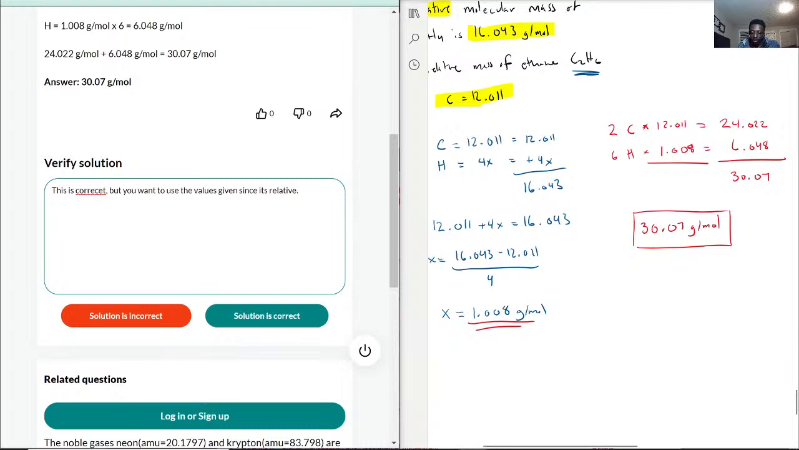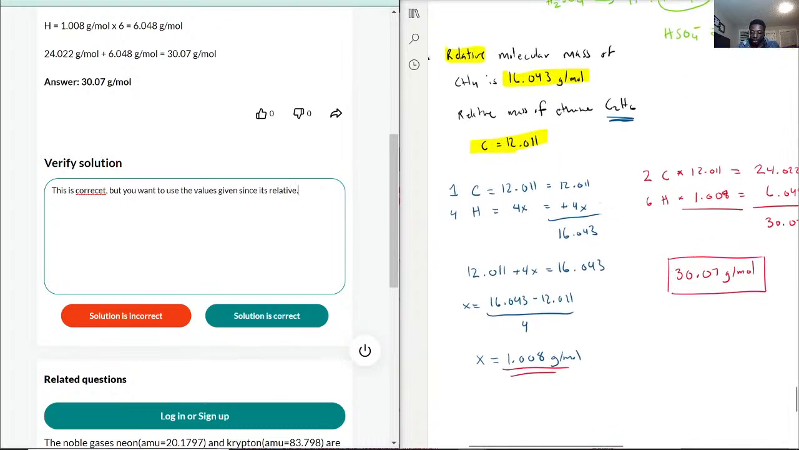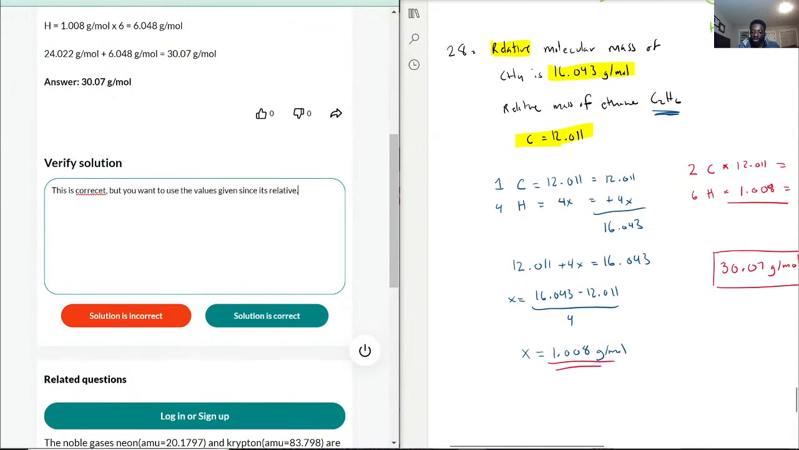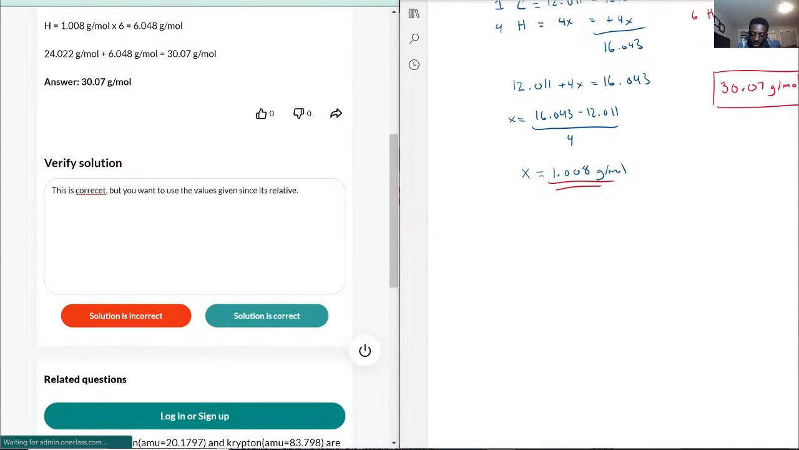So yeah, relative is a key word. Chemistry questions, you can see them as a kind of English comprehension. Don't miss out on information given to you in the question, because that's very crucial. Okay, so with that, let's go on to question 29.